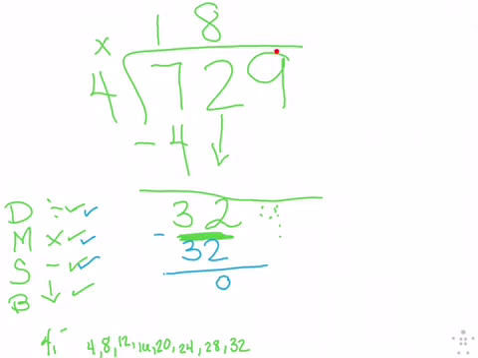Do we have a number to bring down? Yes, we do. So we bring down that 9, but we bring it way down. It's going to go in the ones place. It skips everything else. So we have now brought down and we start again with divide.